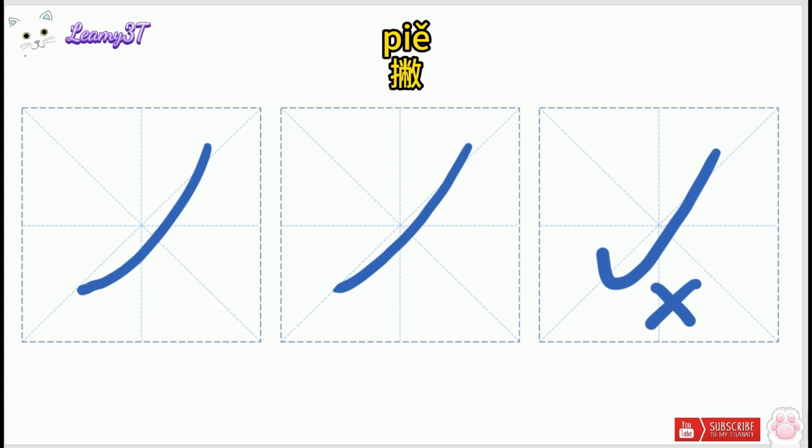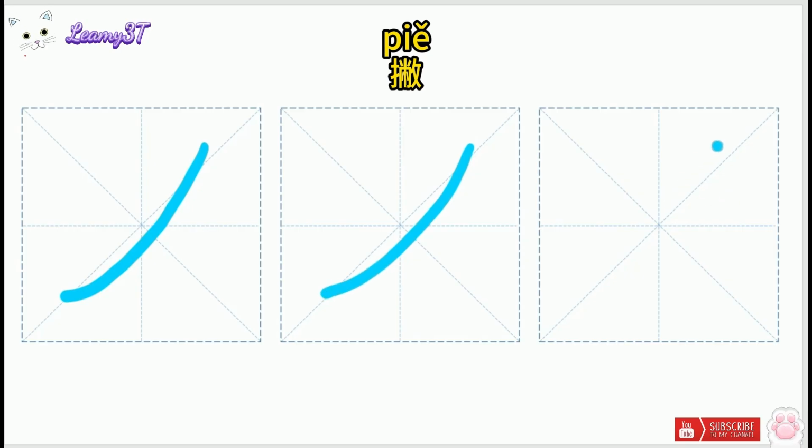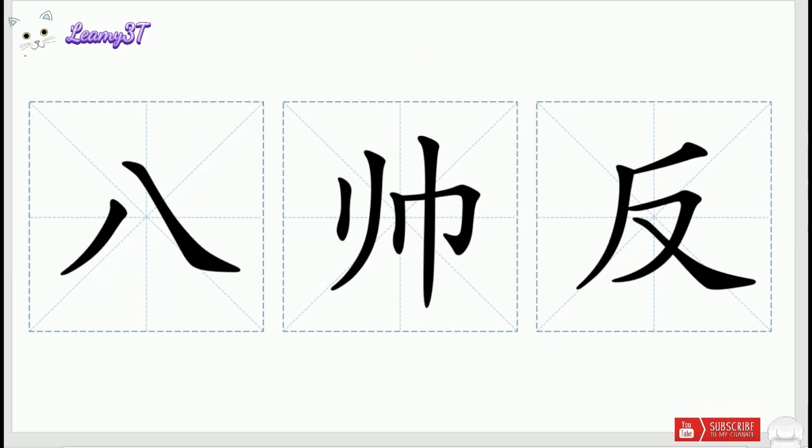Okay, so let's write one more time. Follow me. Say and write. Say 撇撇撇. Alright, so now please find all the 撇 strokes in these 3 characters, you have 10 seconds.